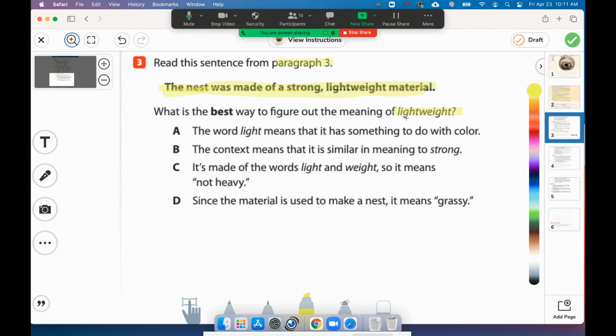Which one explains what lightweight means? Does it have the word light, which means it's using color? Does it mean it's similar to strong? Does lightweight mean strong? Does light and weight mean not heavy? Or does it mean grassy?